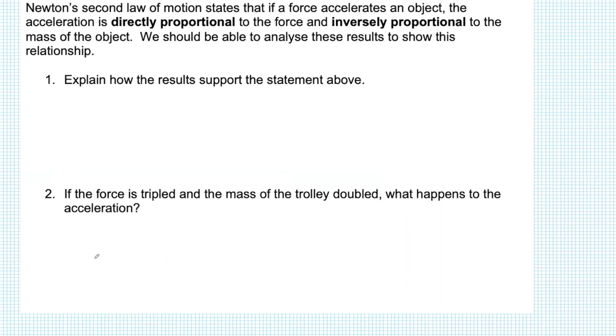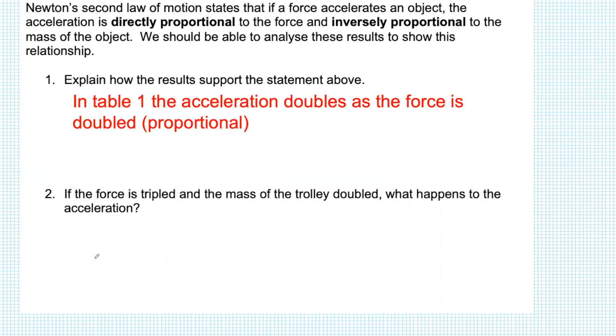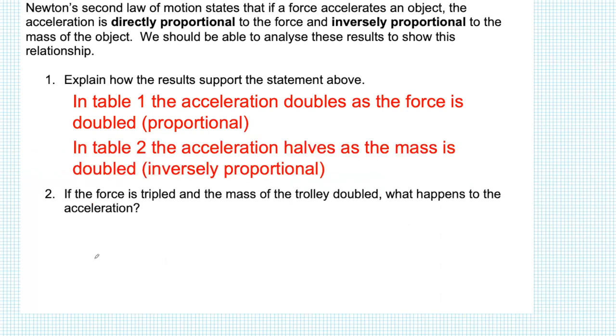We should be able to analyze these results to show this relationship. We've kind of done that already. Explain how the results support the statement above. Well, it's to do with the shapes of the graph and to do with what the numbers do. So in table 1, the acceleration doubles as the force is doubled. So it's proportional. It also gives us a nice straight line through the origin. And in table 2, the acceleration halves as the mass is doubled. It's inversely proportional. And again, this gives us the characteristic inversely proportional graph.